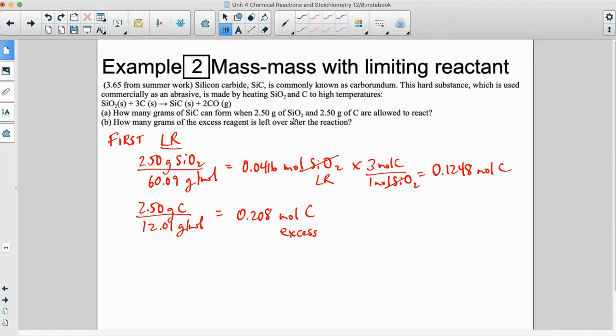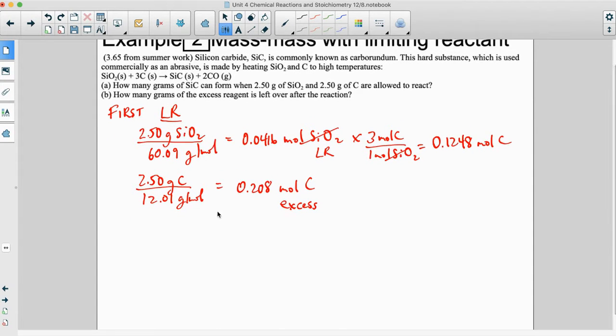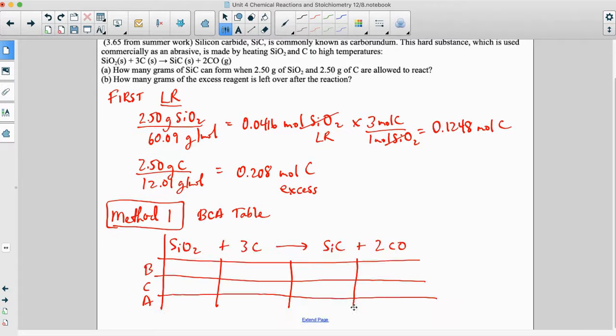Okay, so before we even go on to choose a stoich method, we always have to figure out the limiting reactant before we can figure out what our grams of SiC are produced. So here again, method 1, I'm going to show you the BCA table. So set up your equation. All right, so now here, let me put my mole amounts in.